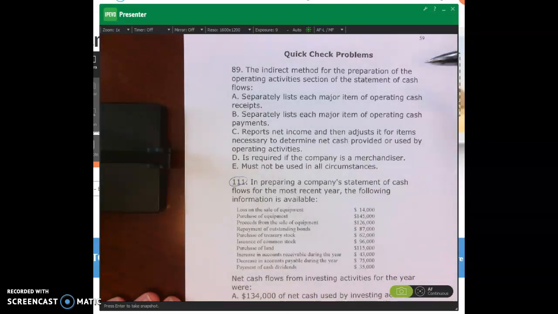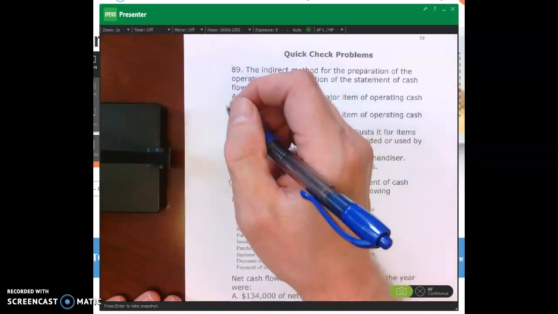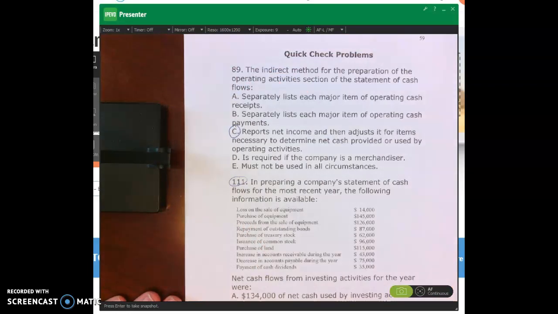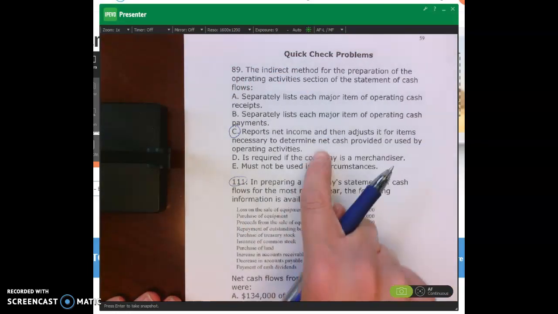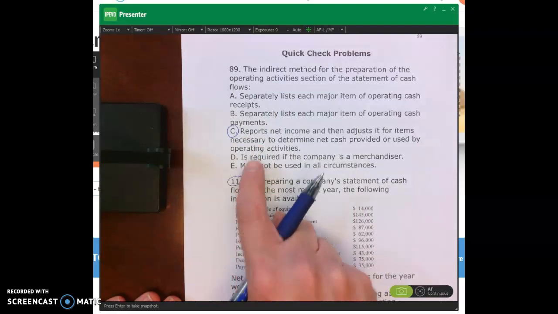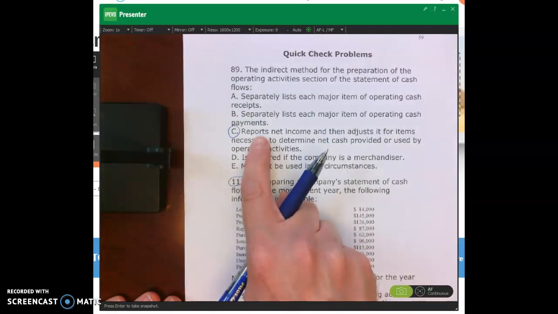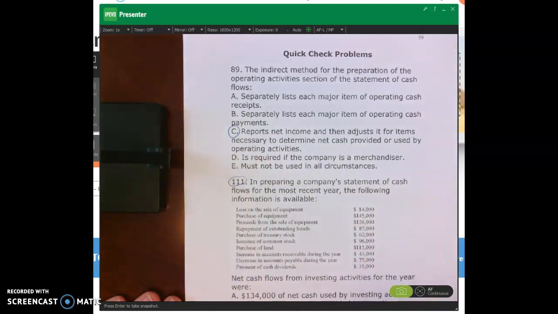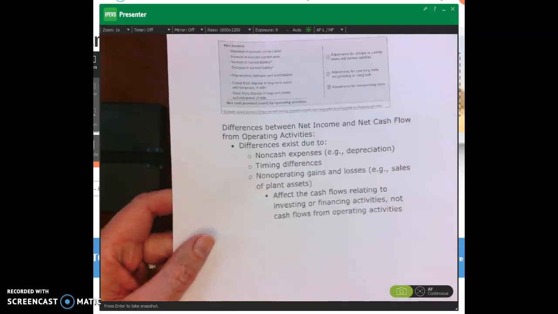Pretty easy. The indirect method for the preparation of the operating activities section of the statement of cash flows. The right answer is C, reports net income and then adjusts net income for items necessary to determine net cash provided or used. Okay, so that's the right answer, and that's the only one of the answers that actually says we report net income and then adjust it. So that is the right answer.